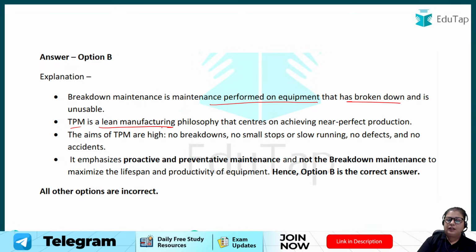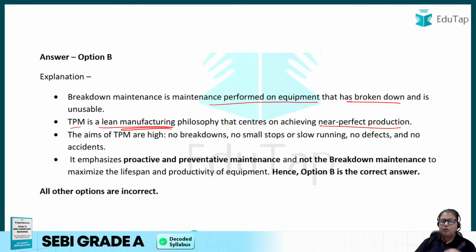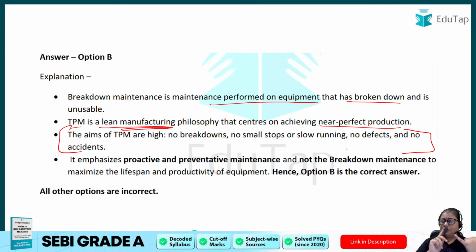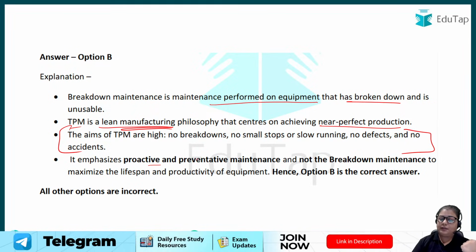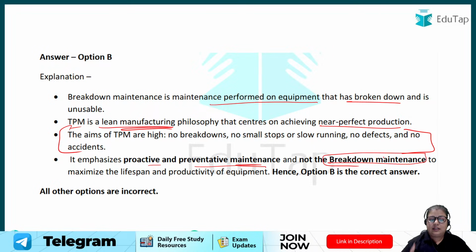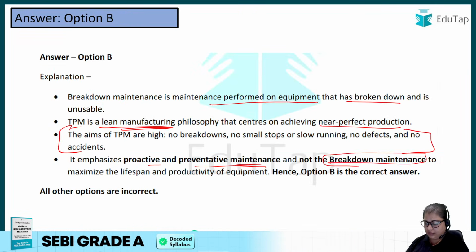So TPM is a lean manufacturing philosophy that says near perfection production should be there. The main aim is no breakdown, no small stops or slow running. There should be no defects, no accidents. You have to take care of this. So it emphasizes proactive and preventive maintenance and not breakdown maintenance. So hence B is the correct answer. We have to maximize the lifespan of our machinery. So option B is the correct one.